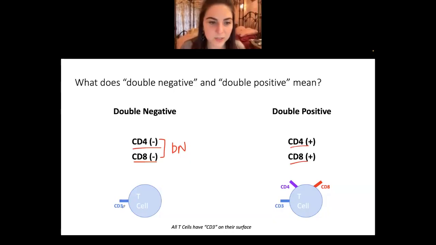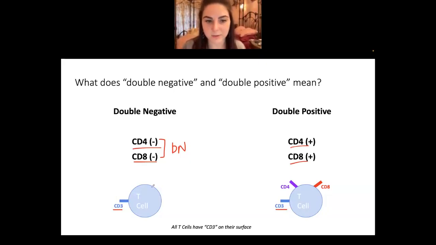And then I put CD3 here, because all T cells have CD3 on their surface. It's kind of like yesterday when I put MHC1 on the B cell to remind you that the B cell is an antigen presenting cell. It's going to have MHC2, but don't forget it also has MHC1. Kind of the same thing here. It's going to have CD3 on its surface as well, because this is a marker that tells you this is a T cell.